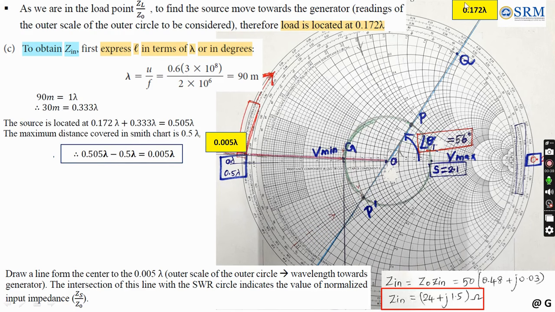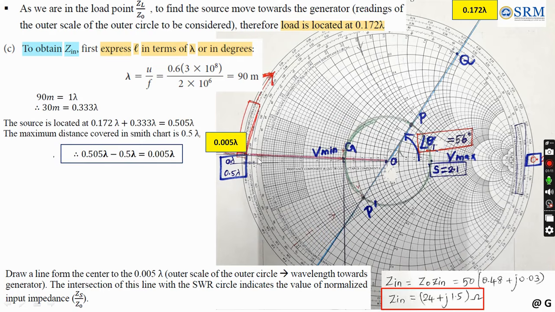We have to move from this load location towards the generator in the clockwise direction, as mentioned on the scale, to reach the generator so as to find this input impedance. If we add these two distances, we get 0.505 lambda. Since the maximum distance covered on the Smith chart is 0.5 lambda, and the arrived value is greater than 0.5, we subtract 0.5 from that and get 0.005 lambda.